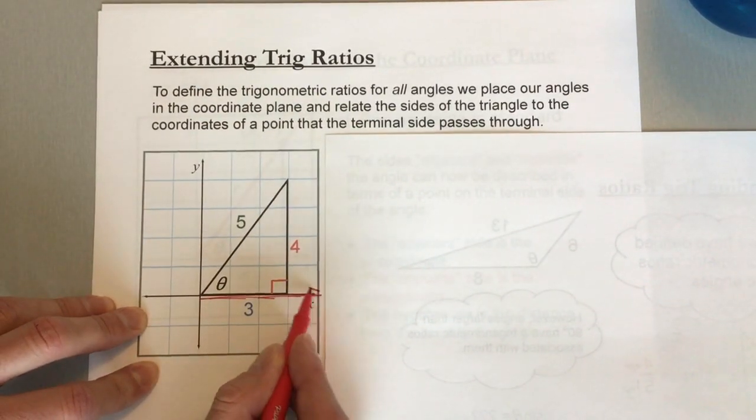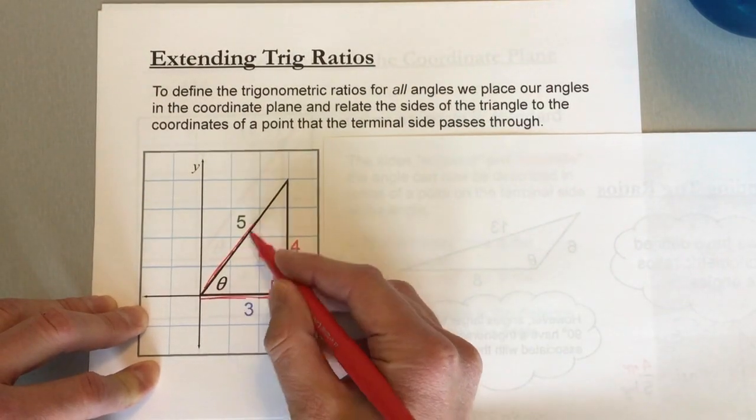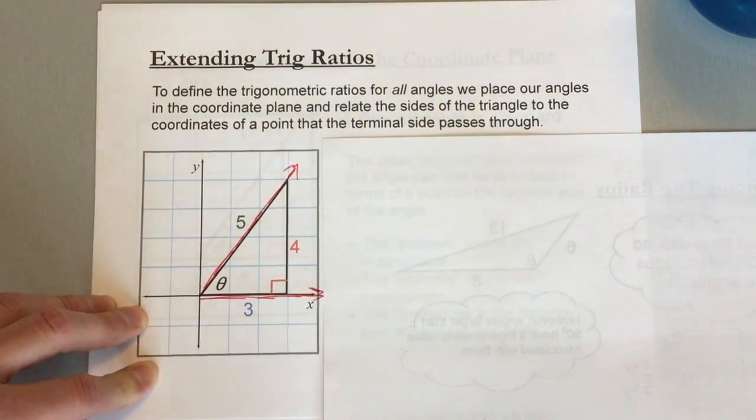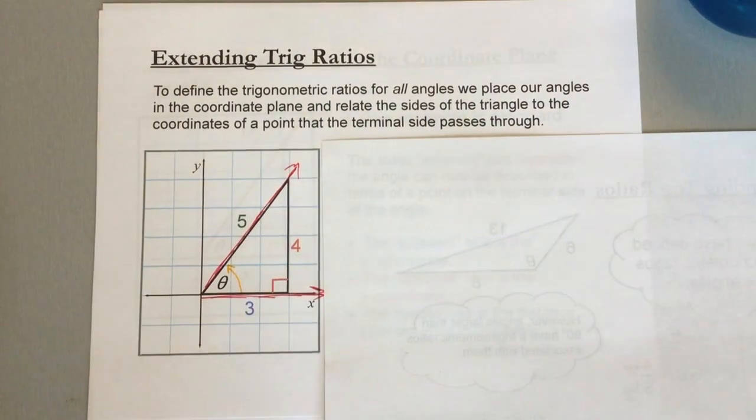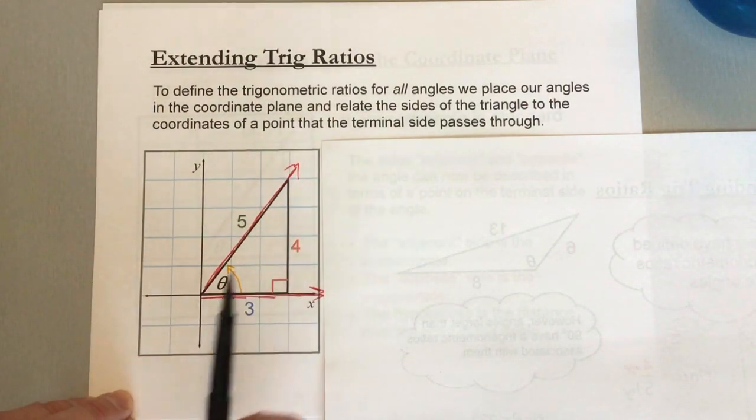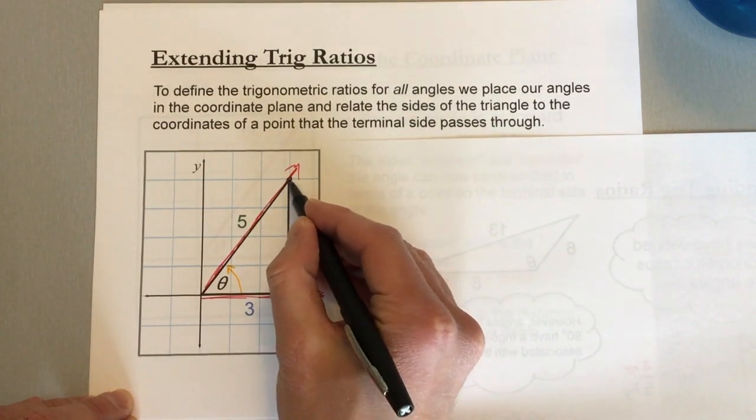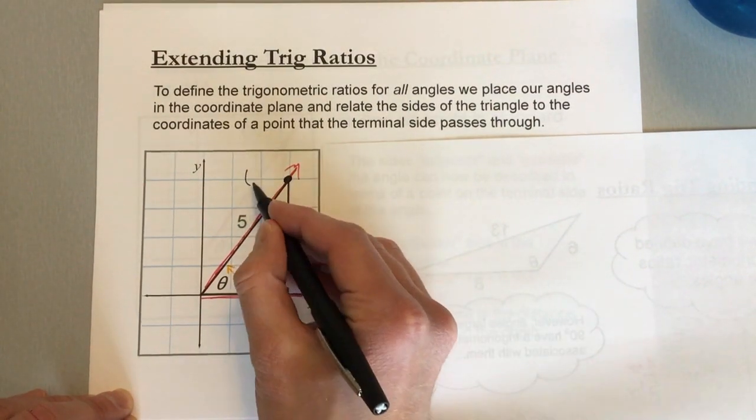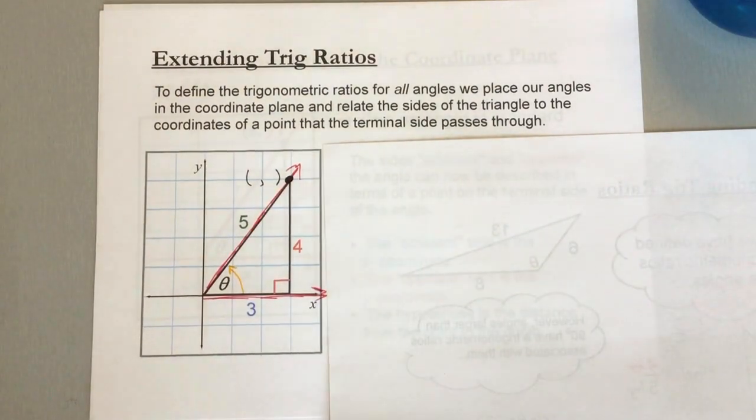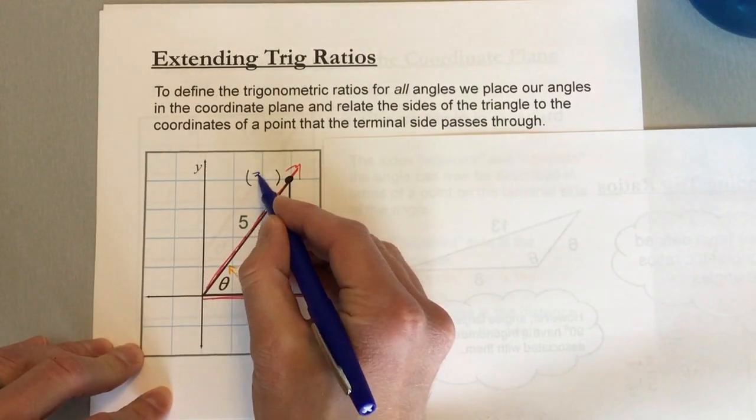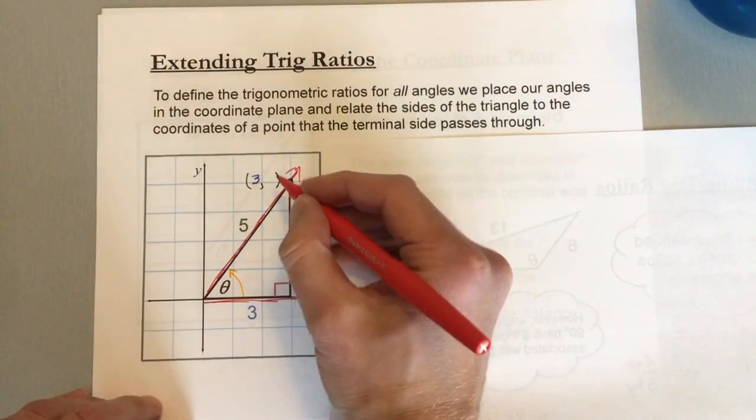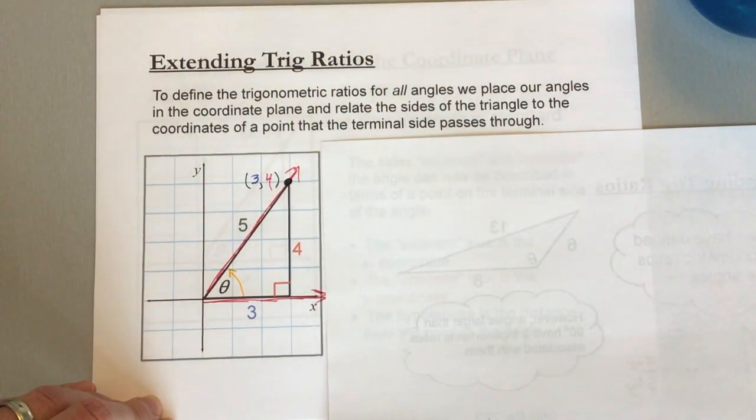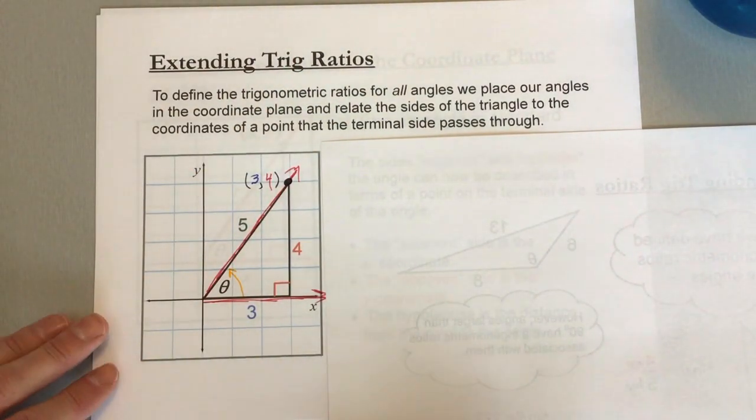If this side is my initial side, and this side is my terminal side, because remember we think of angles as rotating around the origin before they reach their final resting place, I can think now not in terms of how long are these sides, but I can relate those lengths to a point that the angle's terminal side passes through. The x-coordinate 3 corresponds to this leg, and the y-coordinate 4 corresponds to this leg. And we'll talk about what the hypotenuse would correspond to.